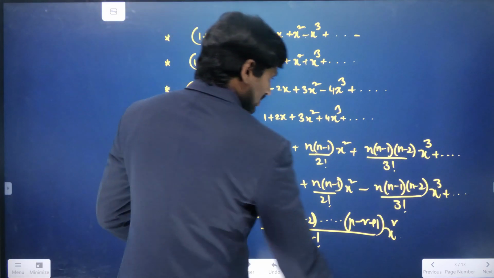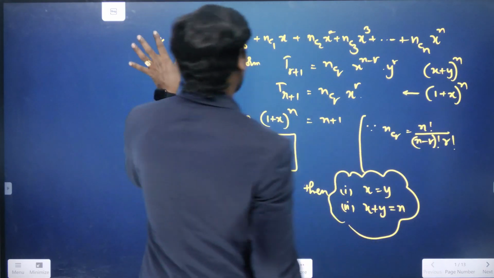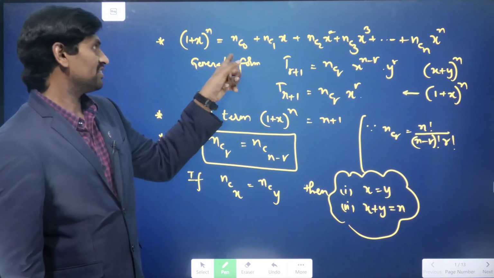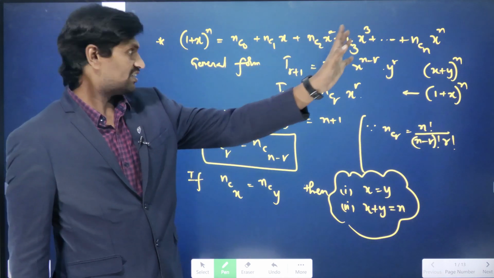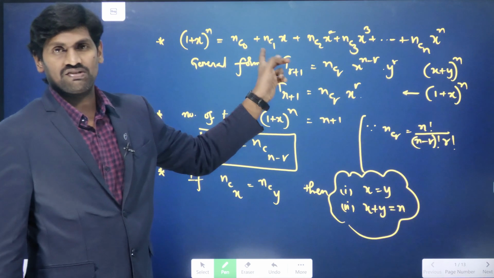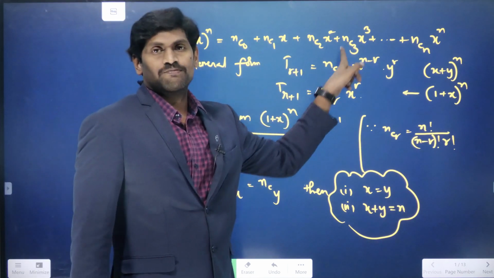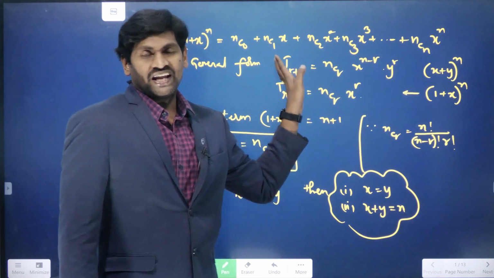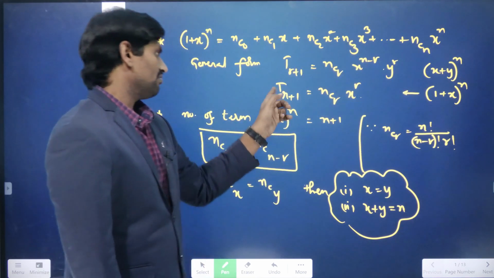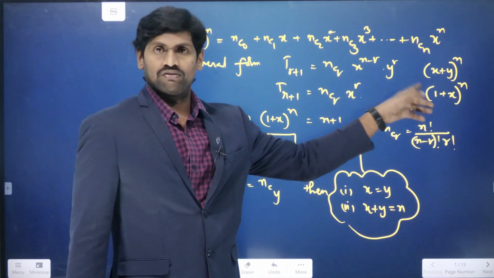Okay, so let us revise all this. First, binomial expansion: NC0, NC1, NC2 and so on, where C0, C1, C2, C3 are coefficients. The general form is NCR x power n minus r y power r, or NCR x power r, in the 1 plus x whole to the power of n format.